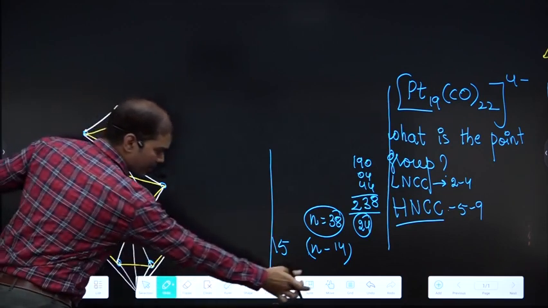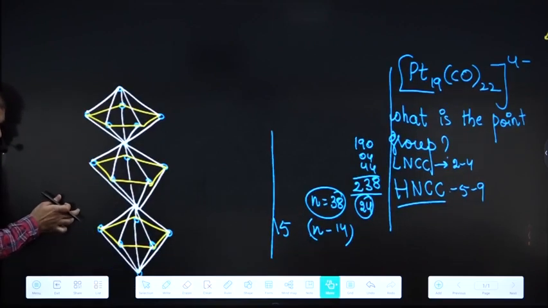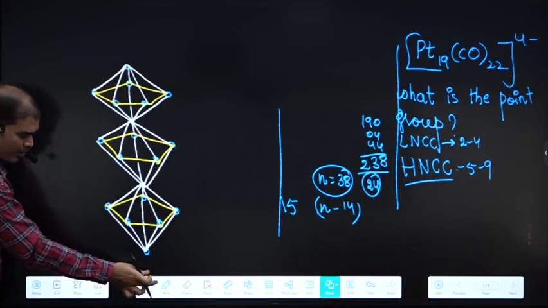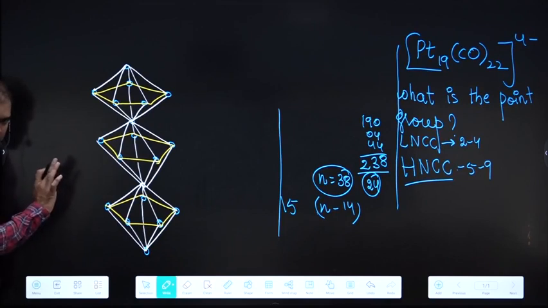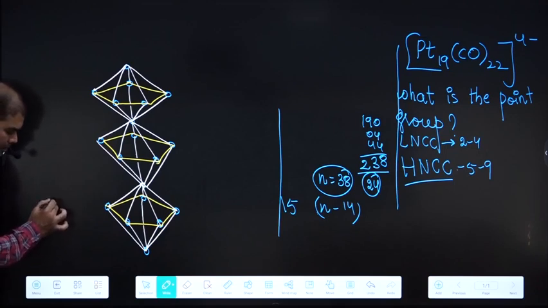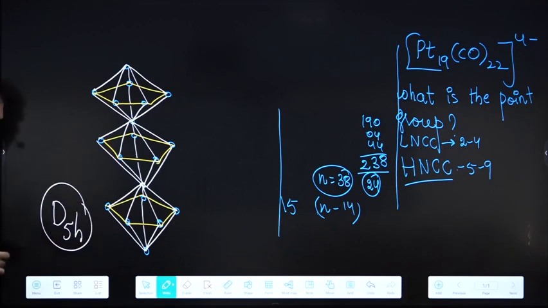If you want, you can draw the structure, or else you may skip. But can you tell the point group? How are the three pentagons? Are they eclipsed or staggered? They are eclipsed. So what could be the point group? D5h. Point group is D5h.